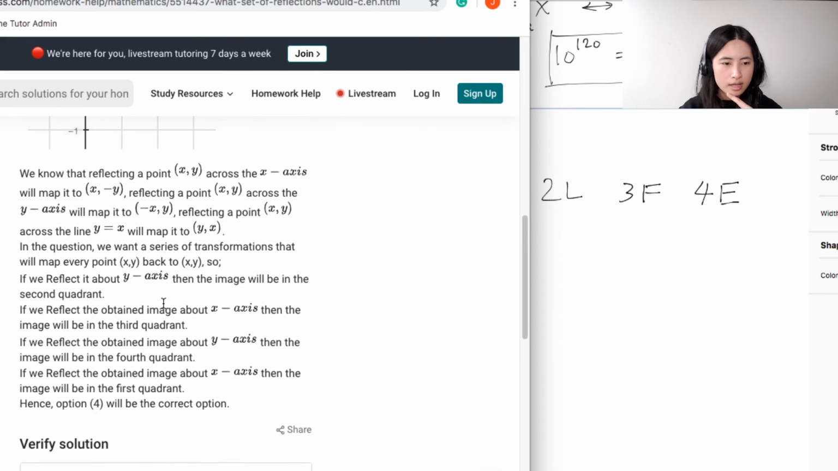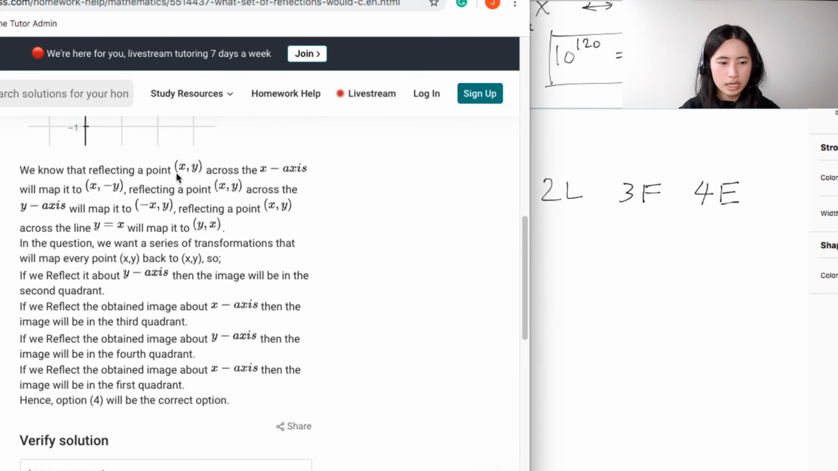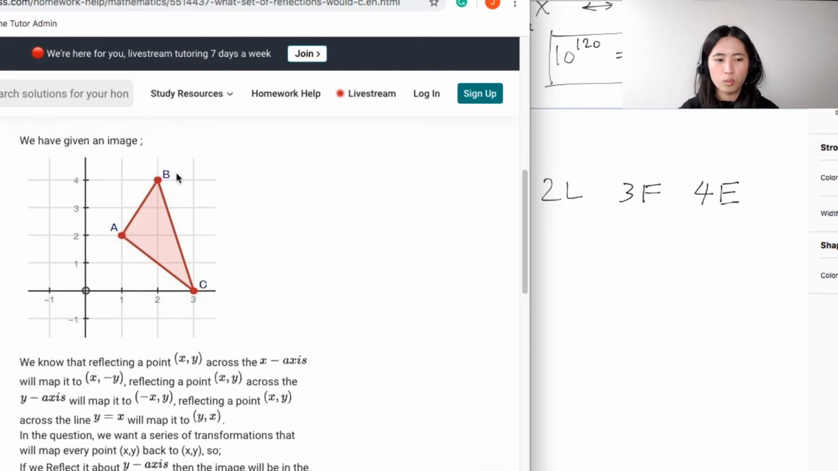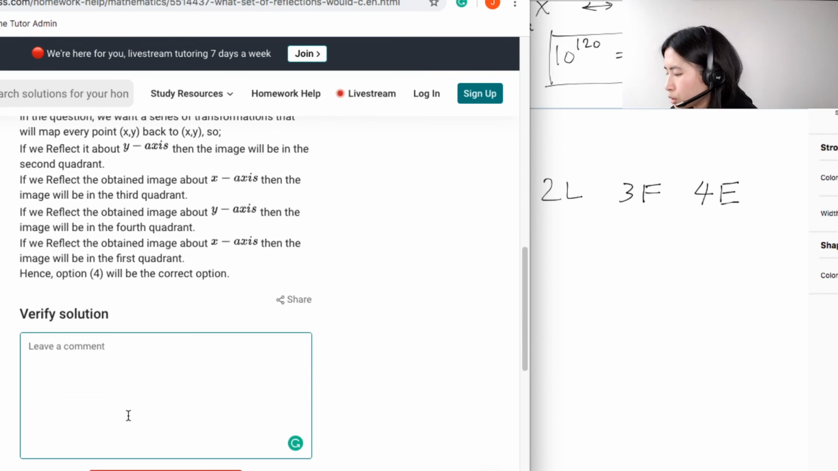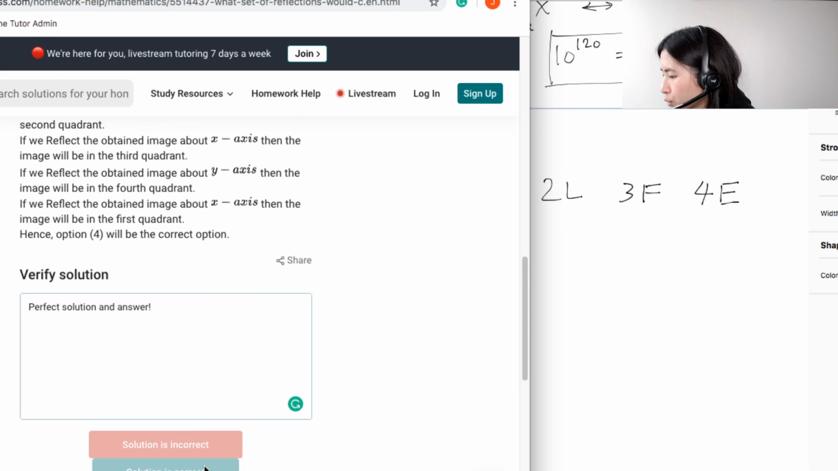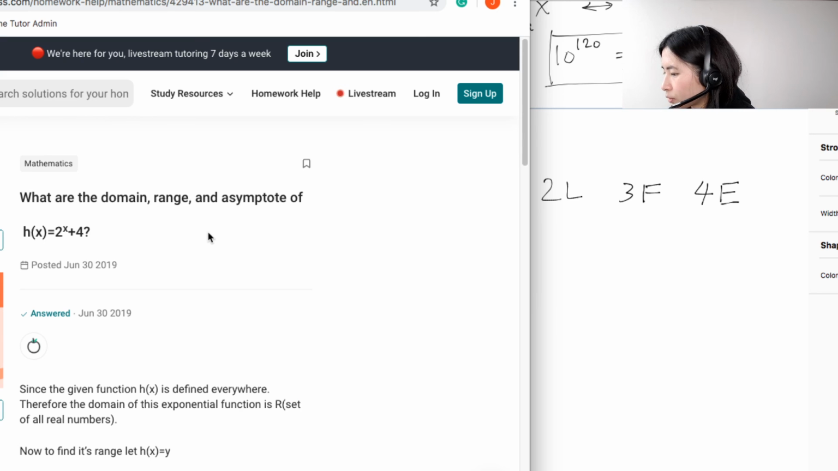Okay. Yeah, it has nothing to do with the points really. You want to keep the points the same just because you want to have the same points for A, B, and C. So there's no point trying to move the points. Because otherwise, if you move one of the points, it needs to be moved or translated the same way you translated all your other points. Otherwise, you're not going to have the same area for your triangle. So yeah, perfect solution and answer. Solution is correct. Okay, great.